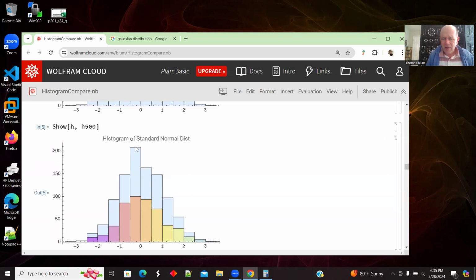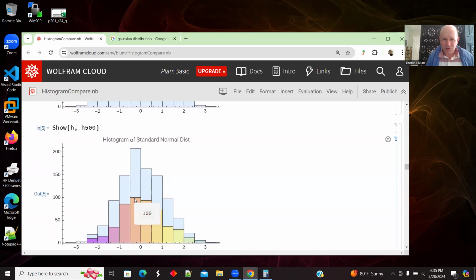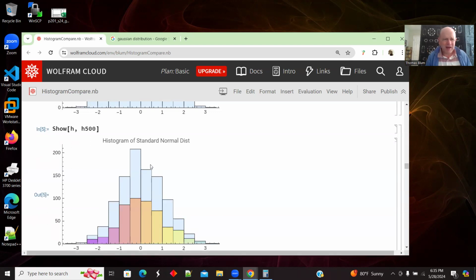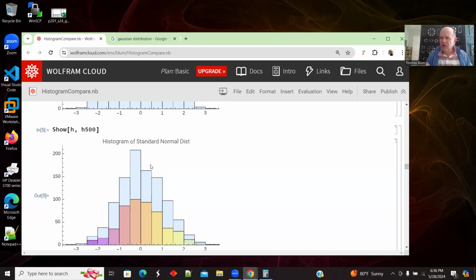But we see here, and this makes sense, when there were 1,000 samples, then this between -1/2 and 0 came up about 208 times, or down here for the 500 sample, it came about 100. So one thing I just want to show is that the height is dependent, as you expect, on the number of samples. Now, one of the built-in ways that Wolfram has of making histograms will eliminate this dependence on the sample size. And that's one of the things I want to show here.